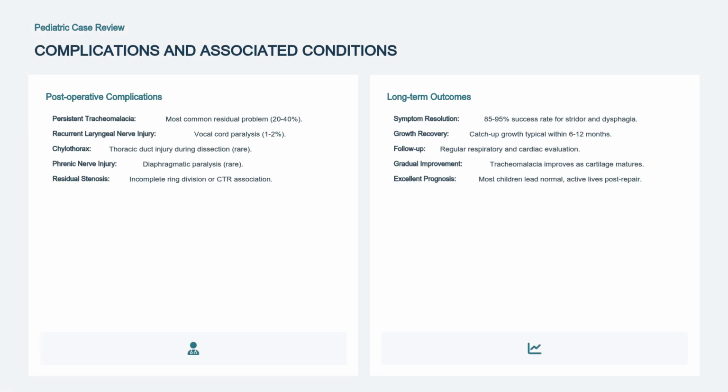Postoperative challenges often include persistent tracheomalacia, which is the most common residual problem requiring time to gradually improve as the child's cartilage matures. While surgical risks exist, the long-term prognosis is generally excellent. 85 to 95% of patients experience complete symptom resolution and exhibit significant catch-up growth within a year.